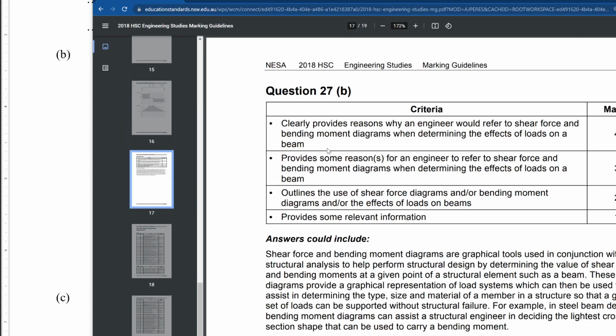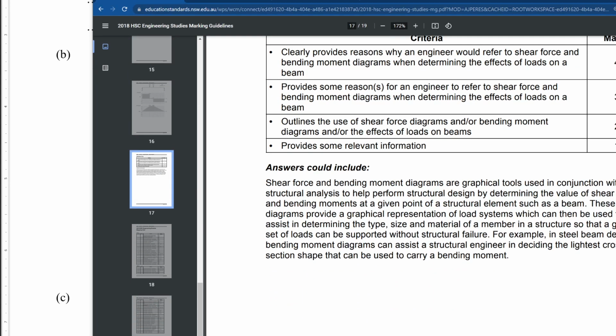Again, this is something where I've had the opportunity to discuss with a lot of HSC markers, and they've said the shear force and bending moment diagrams are graphical tools used in conjunction with structural analysis to help perform structural design and determine the value of shear forces and bending moments at a given point of the beam. These diagrams provide a graphical representation of the load that can then be used to assist determining the type, size, and material of a member in a structure given the set of loads without failure. For example, a steel beam design bending moment diagram can assist the structural engineer in deciding the lightest cross-sectional shape.